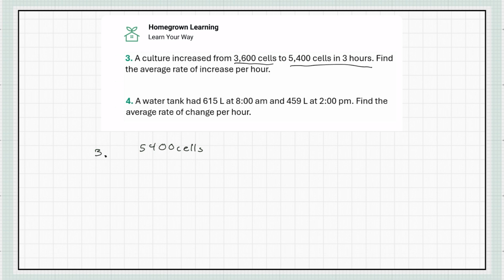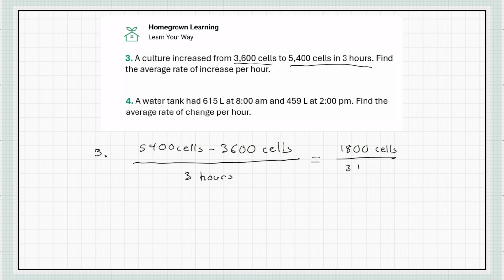and to find the quantity of change that's occurred, we take away our initial quantity of 3,600 cells, and we divide it by the change in time. The change in time is just 3 hours. So it would be 3 minus when we started, which was 0, so it ends up being 3. Now we do that quick calculation. 5,400 minus 3,600 is going to be 1,800 cells in 3 hours.